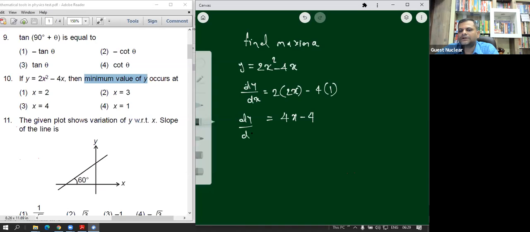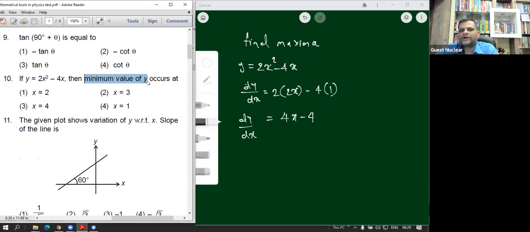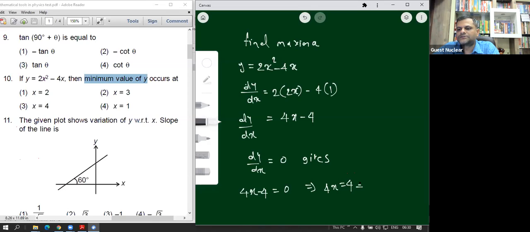So if we solve this further then we get 4x minus 4, and this is actually the derivative. But what we have to do is find out the minimum value of y, and y will be minimum only when dy by dx is going to be 0. So if we equate dy by dx to 0, dy by dx equal to 0 gives 4x minus 4 is equal to 0, which gives 4x is equal to 4, which gives x is equal to 1, and this is the value of x at which y becomes minimum.